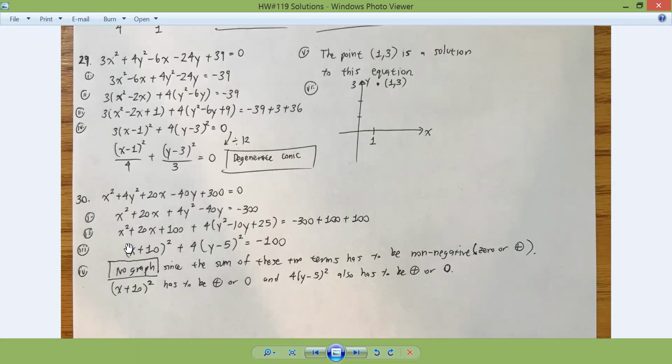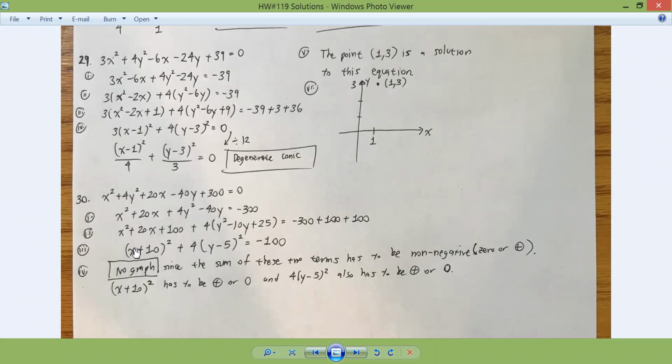For step 3, you're going to factor. So you get x plus 10 squared plus 4 times y minus 5 squared is negative 100. And at this point, you should realize that something is wrong, right? Here you have two square terms and they equal a negative number, negative 100. But this equation is not going to be true for any numbers x, y, right?